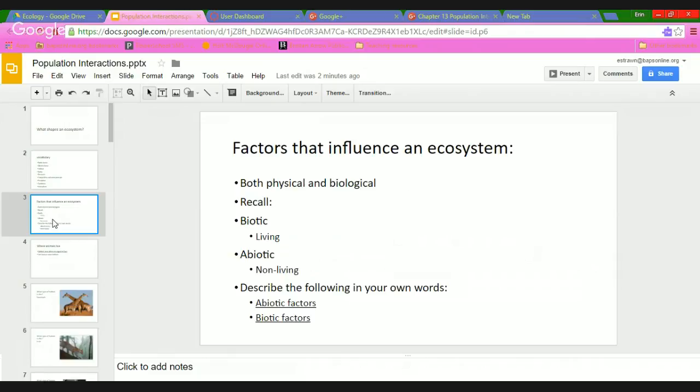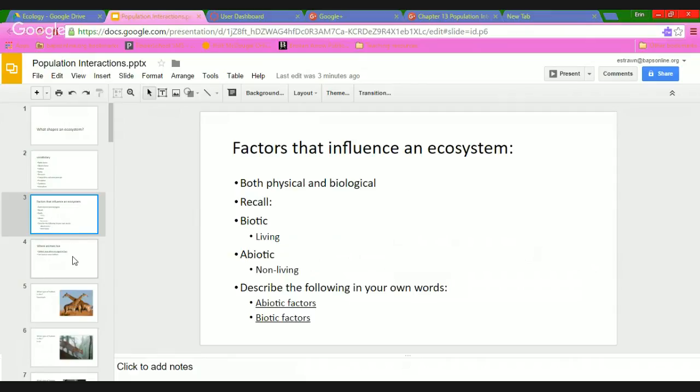The prefix bio means living. So if something's biotic, it means it's a living thing. In science, whenever we put an A in front of a word, it means not or non, whatever that is. So in this case, abiotic means that it's non-living. It's important to understand that abiotic is not the same thing as dead, because dead things were once living.